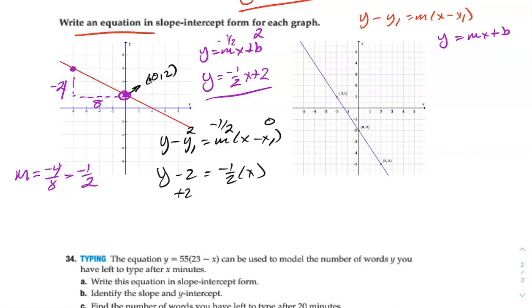Add 2 to both sides. y equals negative 1/2 x plus 2. So same answer either way. Generally, if you have a linear graph though, the easiest way to do it is this way. That's why I'm doing it here also.